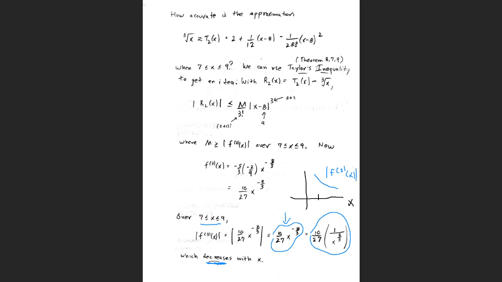So if I have a 7 and I have a 9, where is the third derivative maximized? At x equals 7 or x equals 9? Good, Jonathan, at x equals 7. So that means then that m will be 10/27 times 7 to the negative 8/3 power. That's what m is going to be.